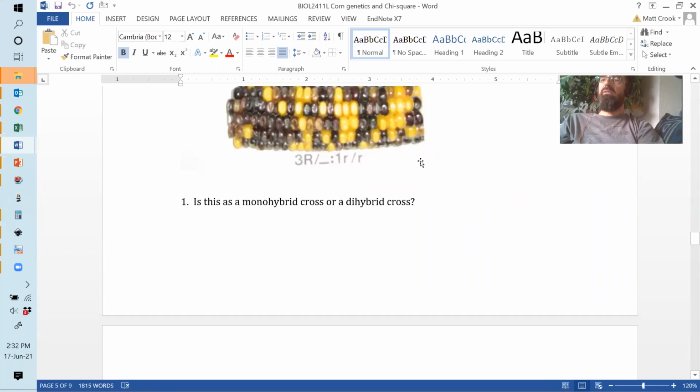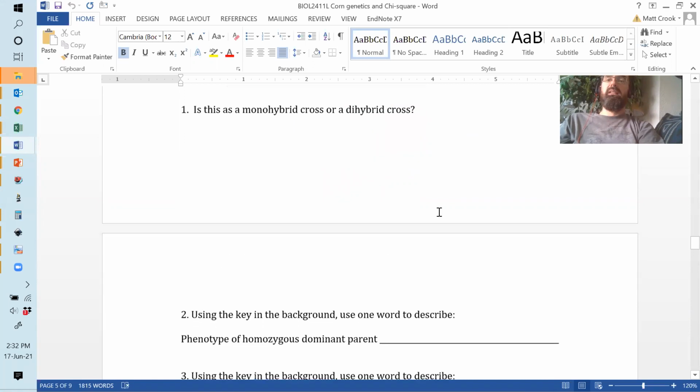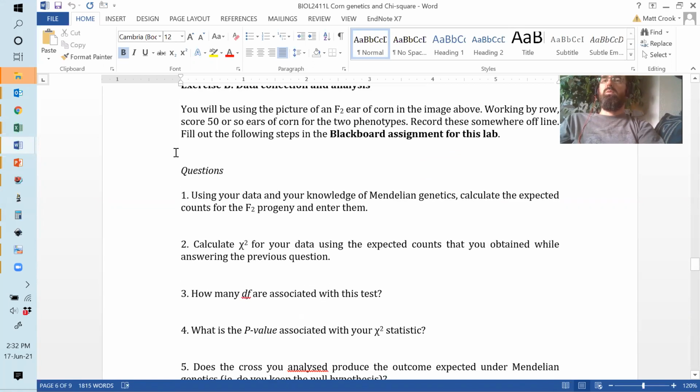And once you have those data, then you need to carry out a chi-square analysis with them, right? Which is basically going through this process.